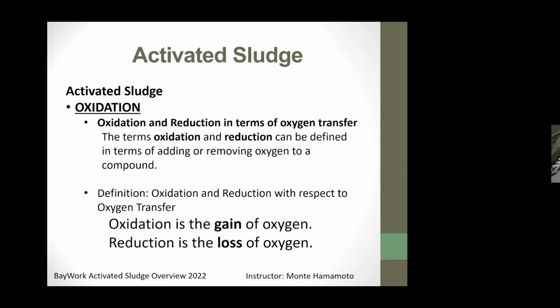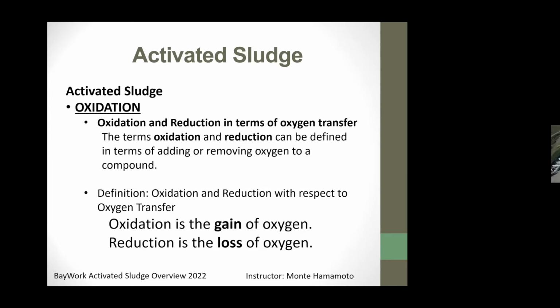Basically, oxidation is when you're gaining oxygen. When you're oxidizing, you're going to gain an oxygen molecule. You're going to add one to whatever molecule that is, or you're adding it to your bacteria. Reduction is the loss of oxygen. So if you have a chemical, NO3, nitrate, and nitrate's being reduced to nitrite and then to nitrogen gas, you're losing the oxygens. You're reducing nitrate to N2.